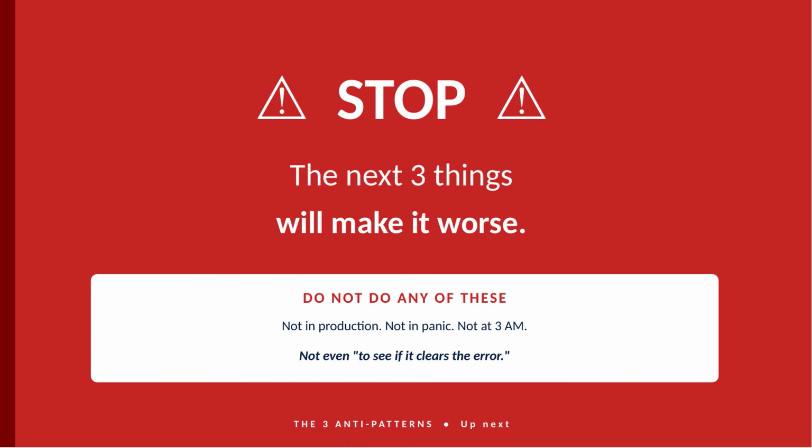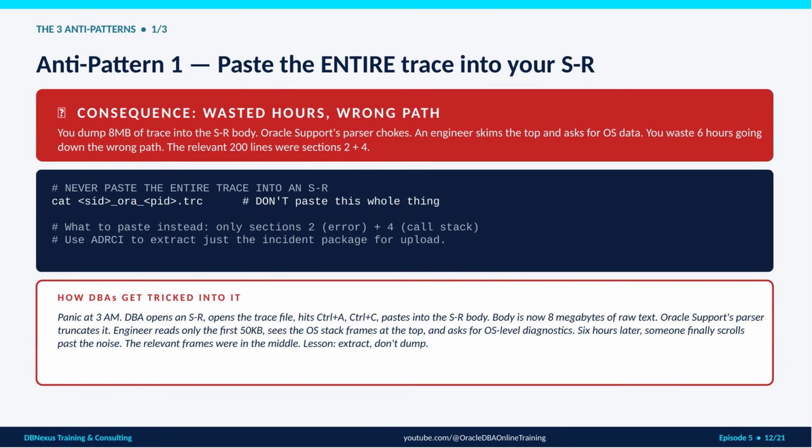Anti-pattern 1, paste the entire trace file into your SR. I see this every week. The consequence: wasted hours, wrong path. Here's what happens. Panic at 3 a.m. The DBA opens the SR, opens the trace file, hits Control A, Control C, pastes into the ticket body.